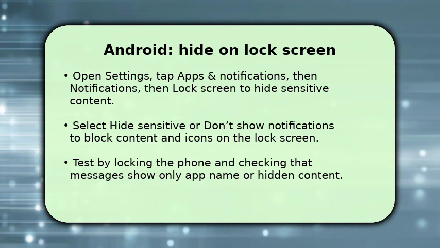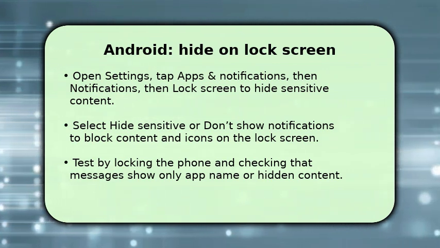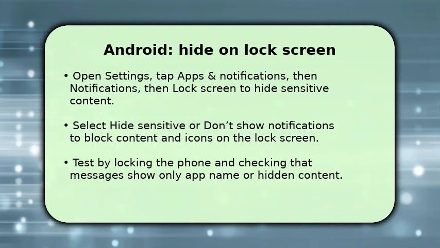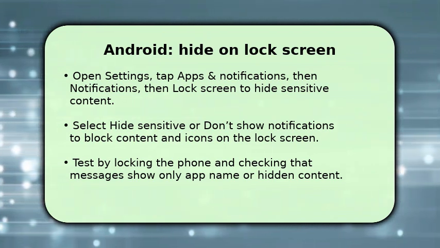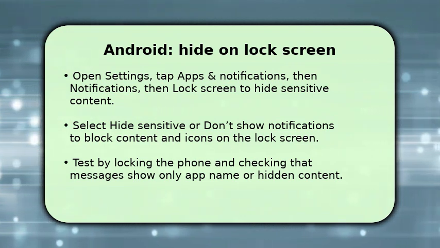Some manufacturers label the option differently, but the effect is the same across brands. For additional control, open each app's notification settings and disable lock screen previews per app. Lock the phone and verify that notifications.